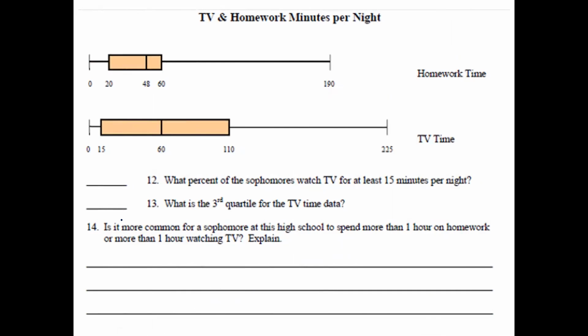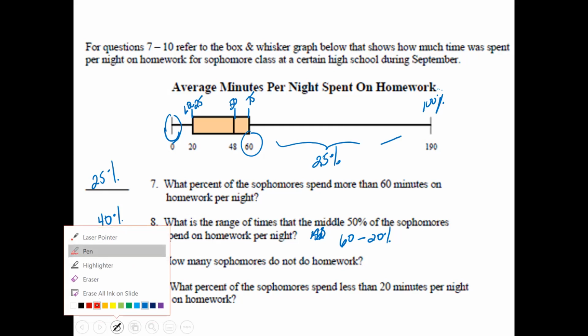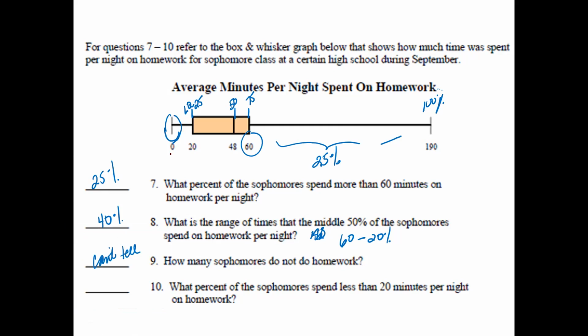Number 9, how many sophomores do not do homework? Well, you would not be able to tell because it doesn't actually indicate anything there. So I'm just going to say can't tell. Number 10, what percent of sophomores spend less than 20 minutes per night on homework? It will be between here to here, which is your 25%. Because it goes from 0 to 25%, so 25%.